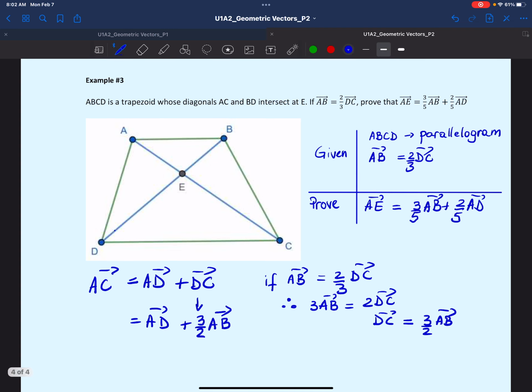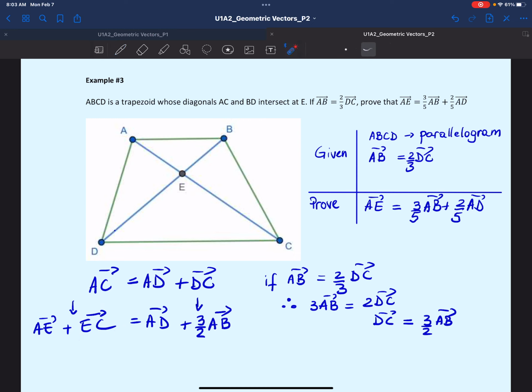So let's take a look at AC. What can be done about this? This is vector AC, and in vector AC, we have AE, which must be included in the statement we're proving, and EC. So I will write vector AC as the sum of AE and EC. Obviously, I do want to have AE in this statement because that's what I'm trying to prove, which means that I have to work with EC.